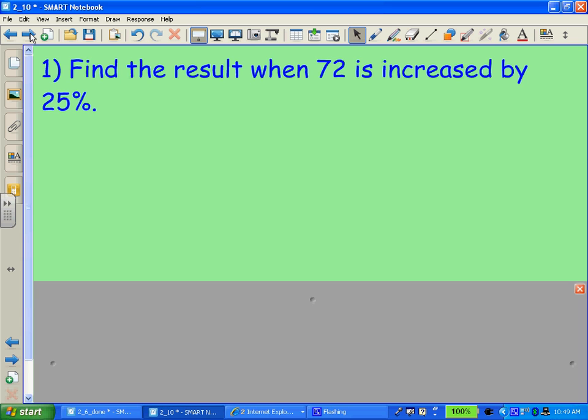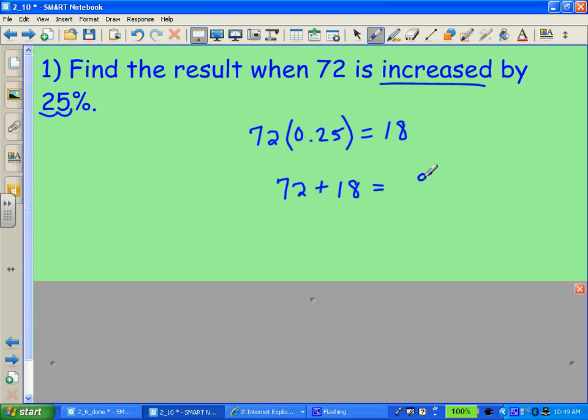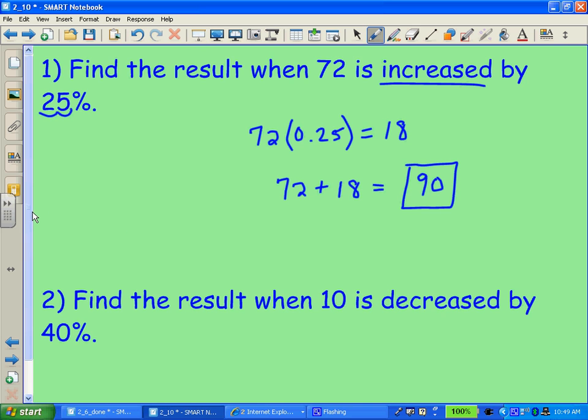Let's look at a couple more. Find the result when 72 is increased by 25%. So again, my first step is to figure out what's 25% of 72. So that'd be 72 times 0.25. Well, 72 times 0.25 is... I don't think I did that right. 72 times 0.25 is 18. Now this is increased, so I'm going to do 72 plus 18. That gives me 90. So my answer would be 90.